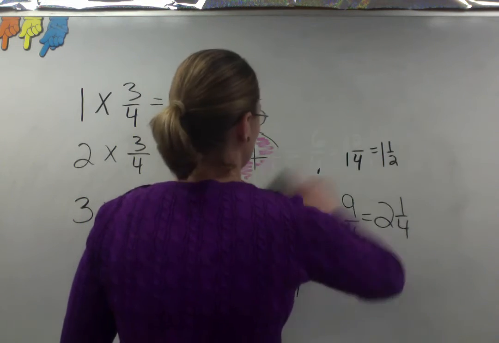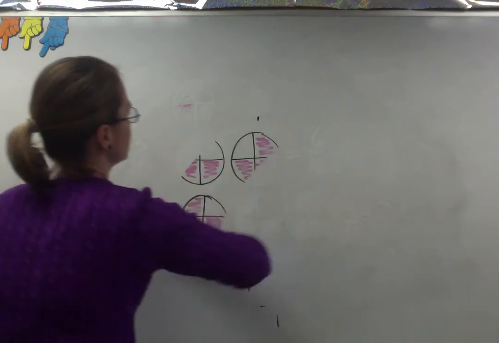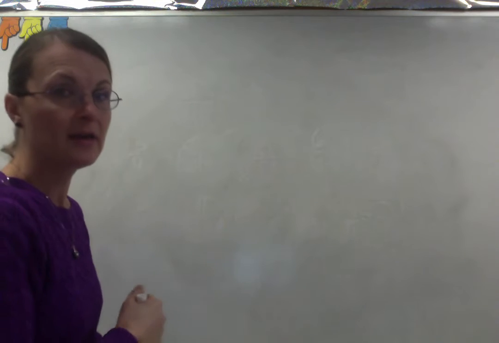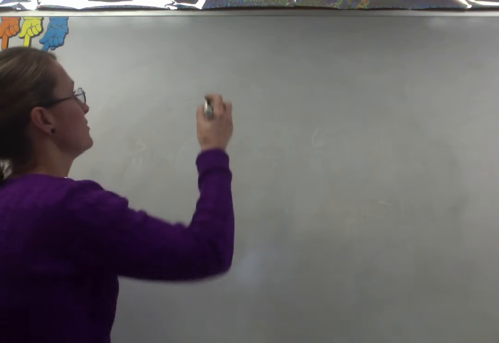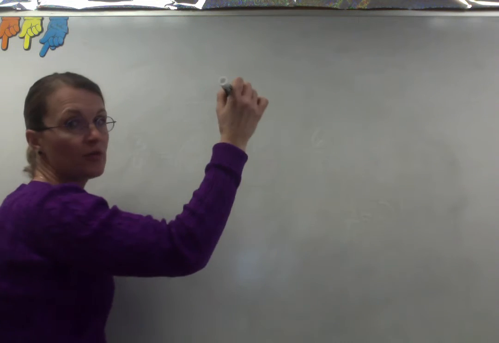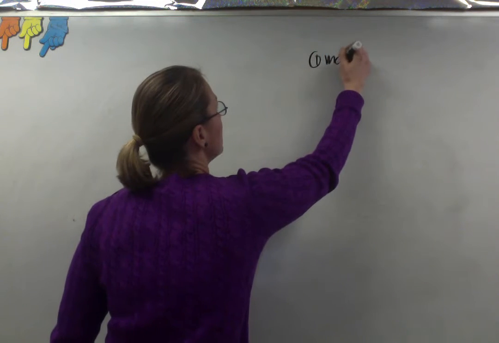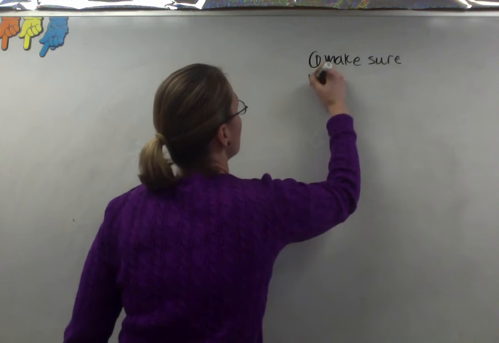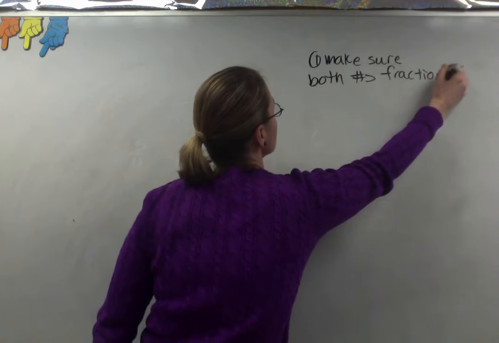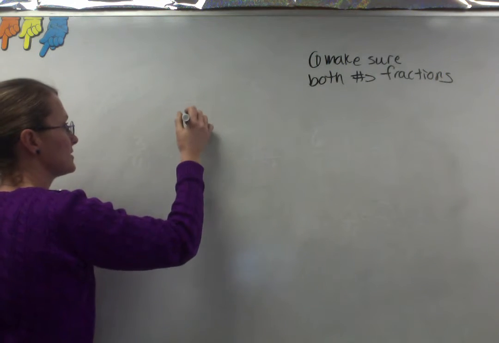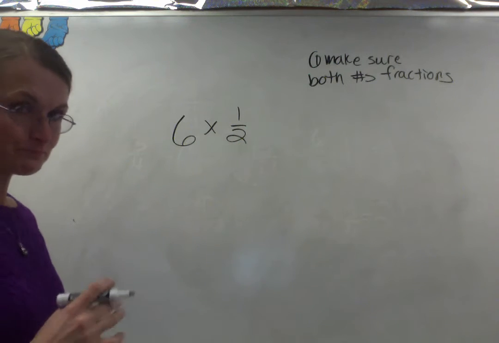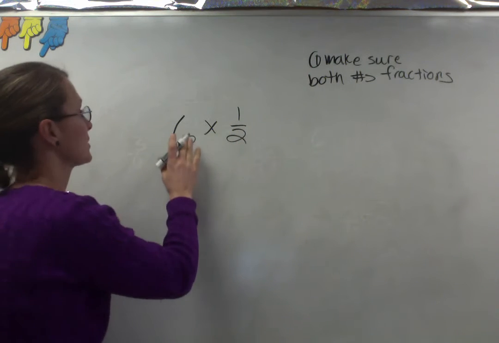All right, so let's look at what we call the standard algorithm, the normal way we're going to do it, the way that we're going to do it without pictures, okay? So there's a few things you have to know. One, if you're multiplying fractions, we're going to make sure that both numbers are fractions, okay? So that means if I'm doing 6 times 1/2, I need to turn the 6 into a fraction.